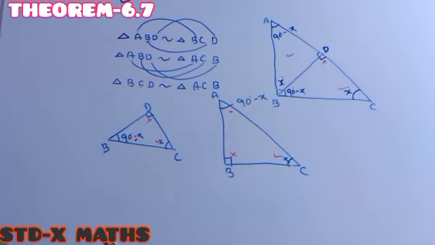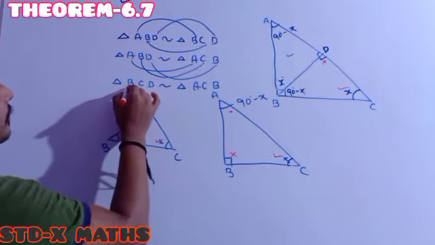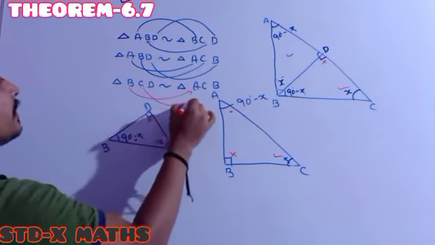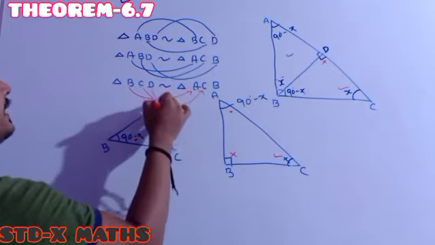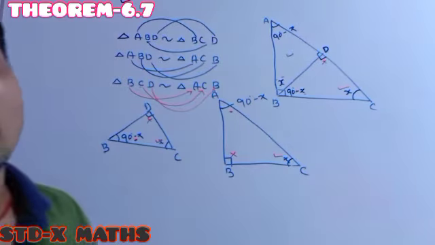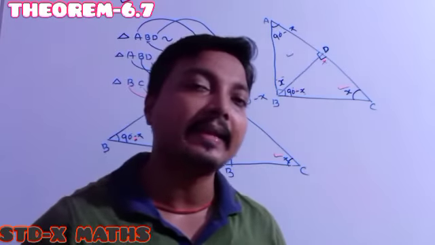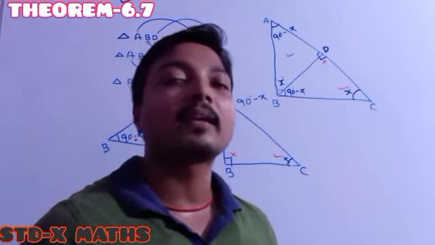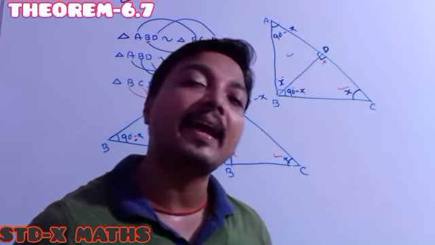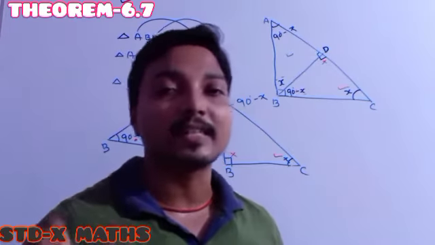So it is clear from both the figures. B will match with A, C will match with C, and D will match with B. One can write it according to our AA similarity criteria, otherwise one can call it as per our AAA similarity criteria. Both the triangles are similar.